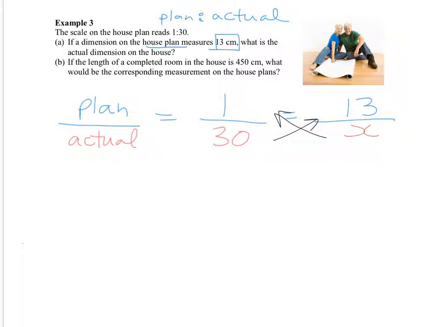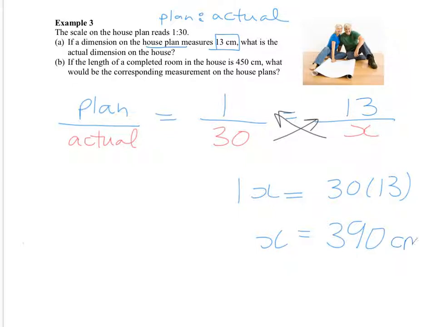So 1 times X is just going to be X, because 1 times 3 is 3, 1 times 2 is 2. And then 30 times 13, and again, if you need to use your calculator, you can, and that gives us 390. So if the dimension on the house plan measures 13 centimeters, the actual dimension on the house would be 390 centimeters.